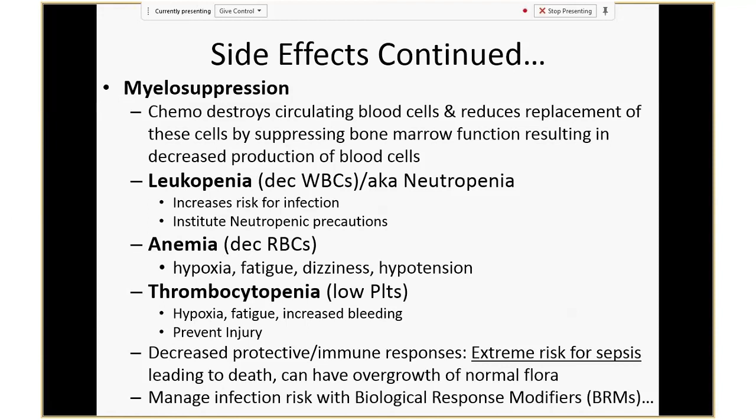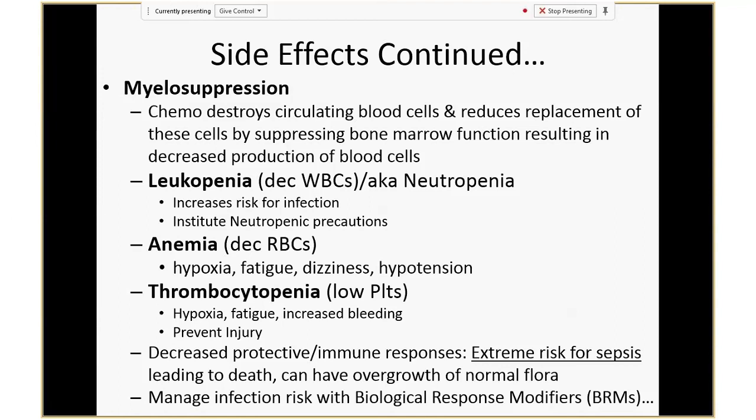Thrombocytopenia, that's another myelosuppression side effect. You could have low platelets, and if you have low platelets, you could potentially bleed because you don't have those platelets to actually clot, and so if you bump into a table, you might bruise more easily than someone that doesn't have low platelets. And of course, hypoxia and fatigue, because you're not actually producing the clotting factors.